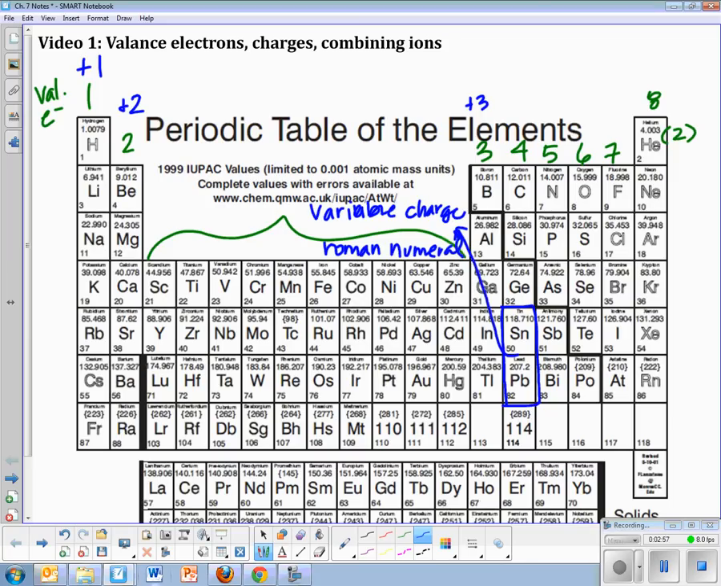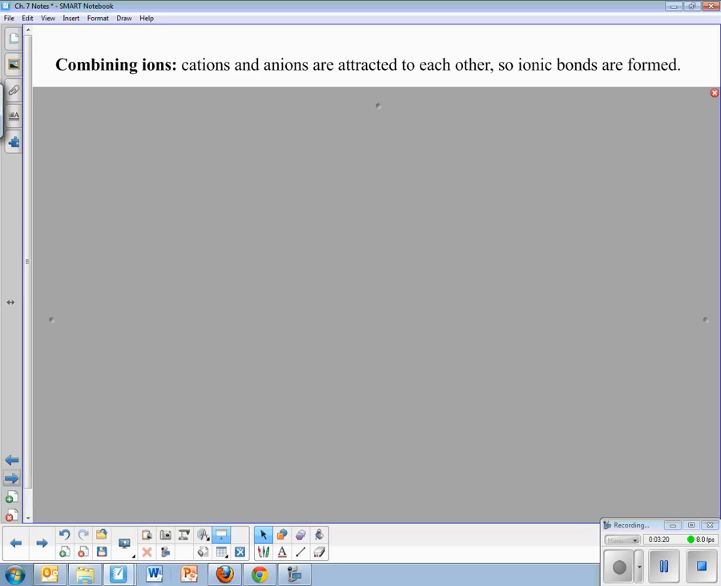So nitrogen's group, they're going to gain 3 electrons to get to 8, so their charge is going to be -3. Oxygen's group, they're going to gain 2 more, so their charge will be -2. The halogens gain 1, so their charge is -1, and the noble gases don't want to gain, lose, or share anything. So we're going to use these charges to combine elements, or to combine ions, really.